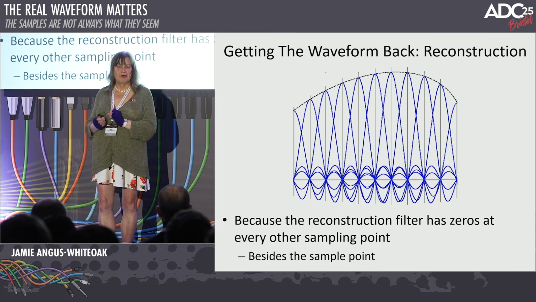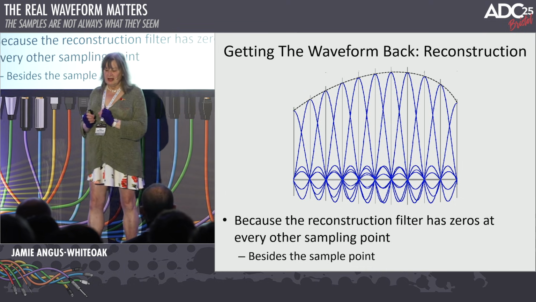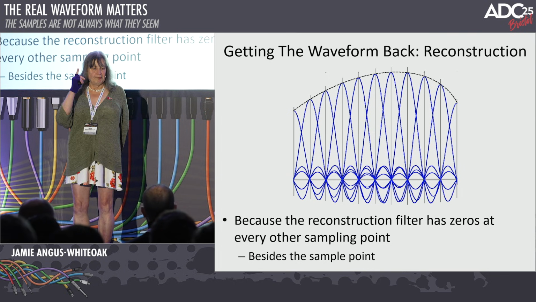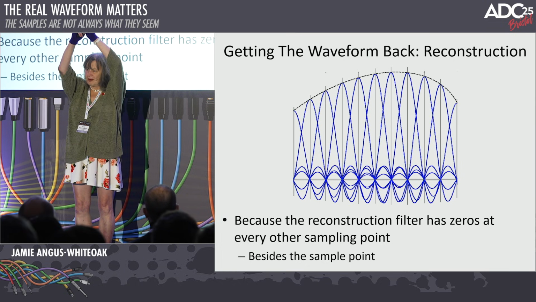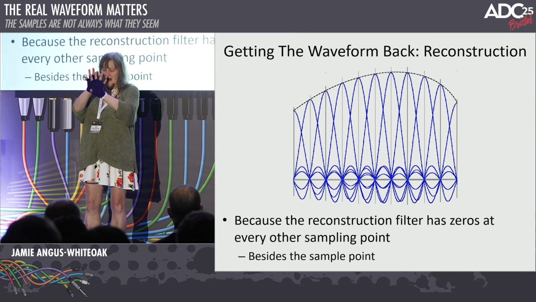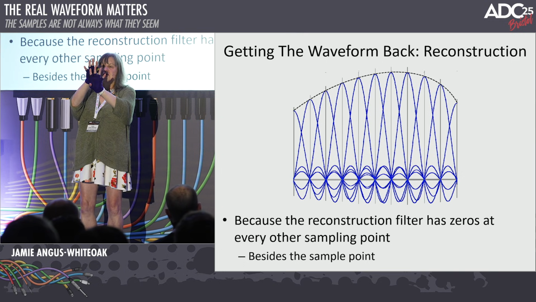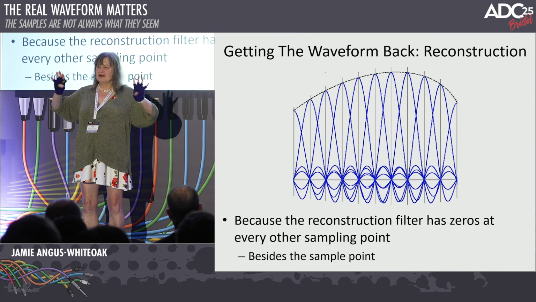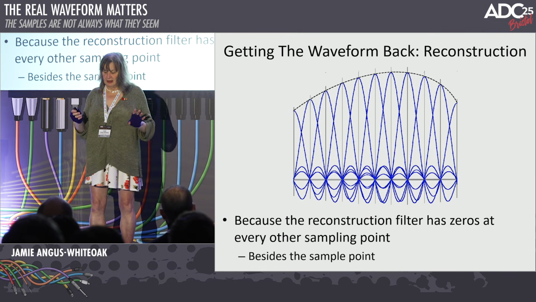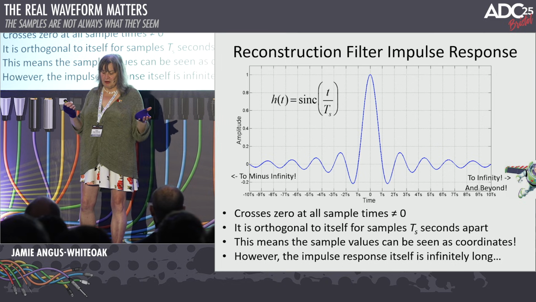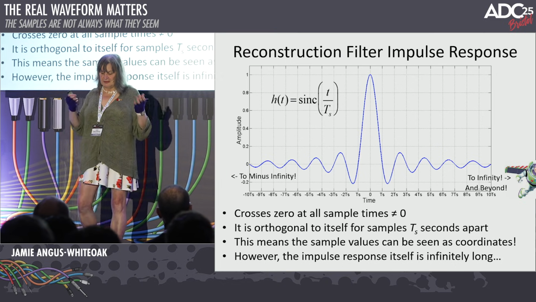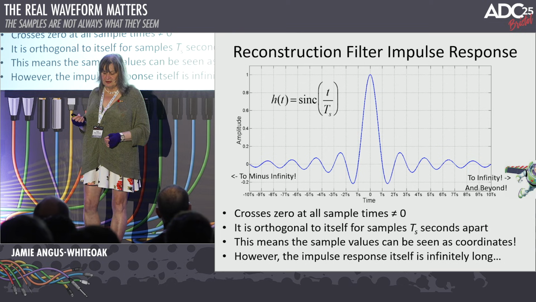it's got a very interesting property, sin x over x. It goes to 0 at every sample point other than the sample point 0. At sample point 0, it's 1, but everywhere else, it's 0. So when we add them together, everything's conveniently 0 and all matches perfectly. In fact, it crosses 0 at all sample times where the sample time isn't 0.